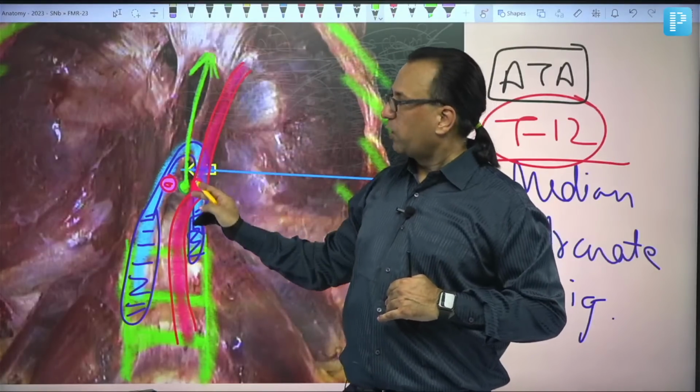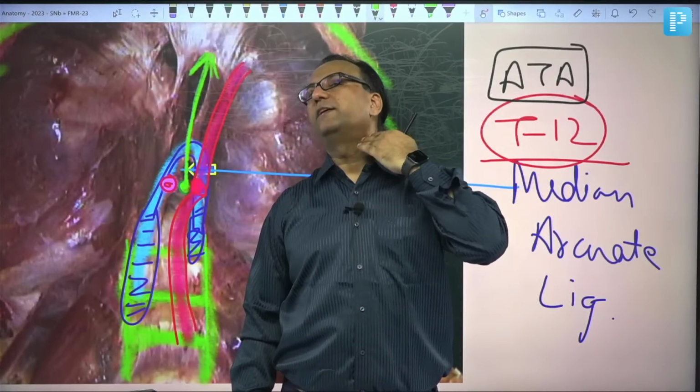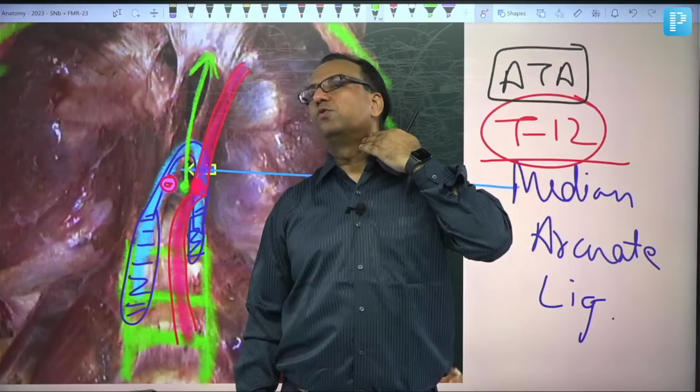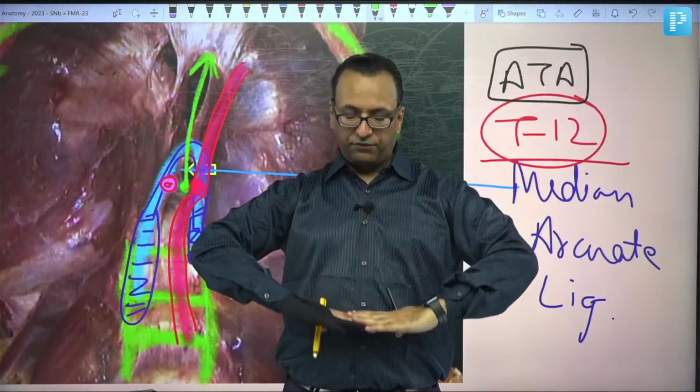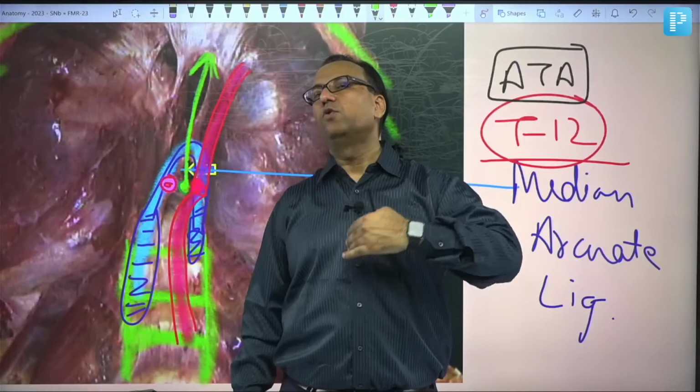Yes. And what it will do? It will go and drain into neck veins. The lymph will be drained into neck veins before the neck veins drain into the heart. So lymphatics must drain into neck veins before the neck veins drain into the heart.